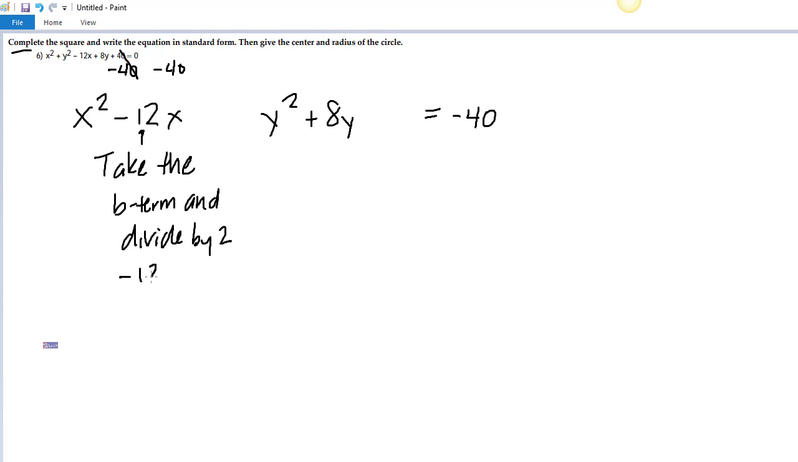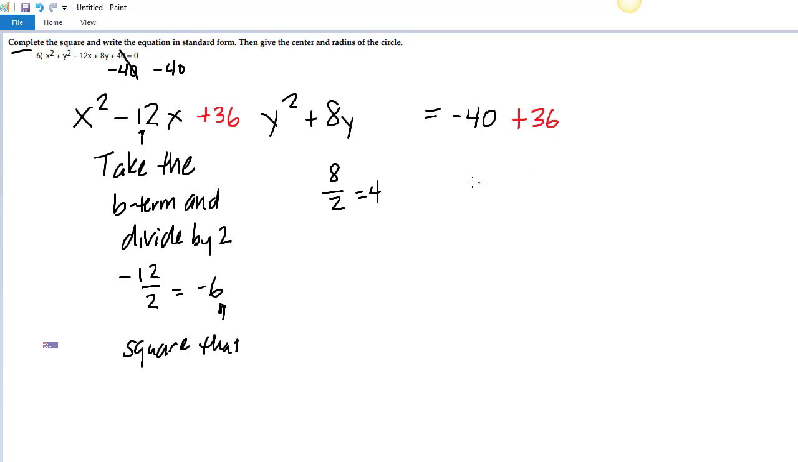We take negative 12 and divide it by 2, and we get negative 6. And we do the same over here for y: 8 divided by 2 equals 4. And then we square that. All right, so we square negative 6, and we get 36. So we put a 36 in here, and a 36 over here as well to keep it balanced.